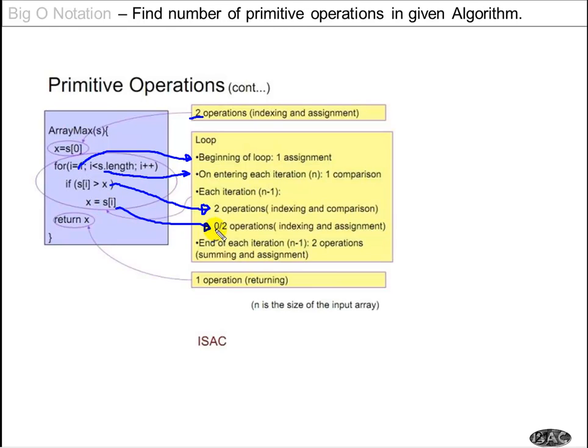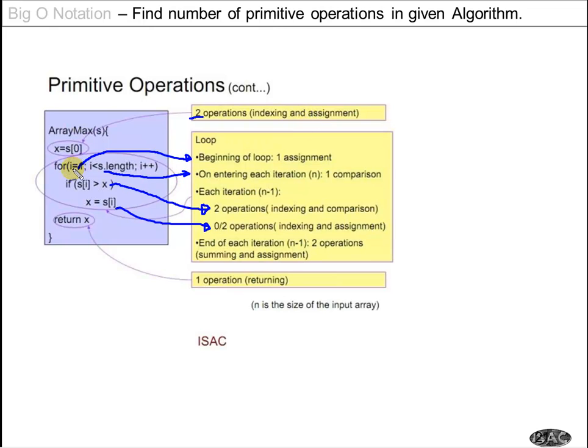Now why does it say 0 or 2 operations here? Because if this condition is not valid, then this step will not get executed. So sometimes there will be 0 operations here, sometimes there will be 2 primitive operations here. So let me just repeat again. x equals s[0], there are two primitive operations, one is indexing and the other is assignment.